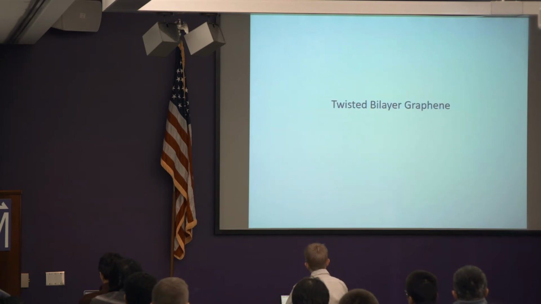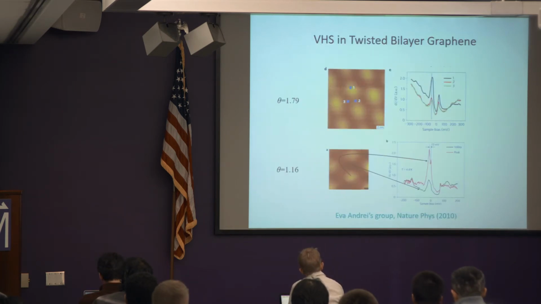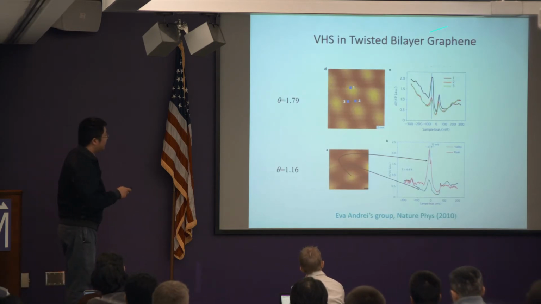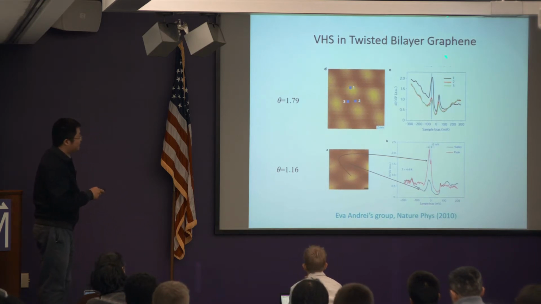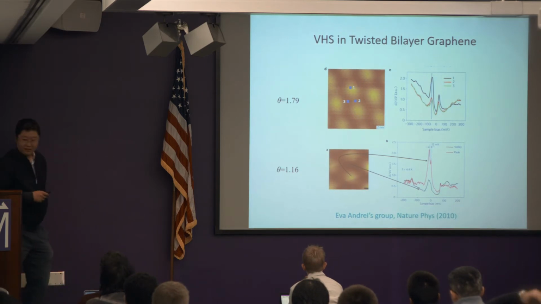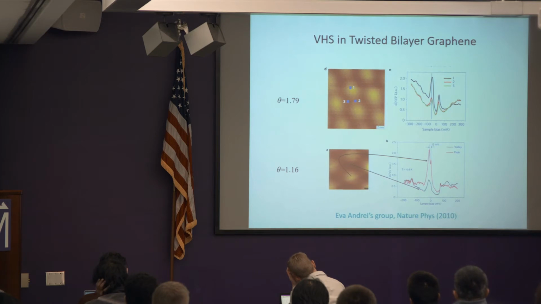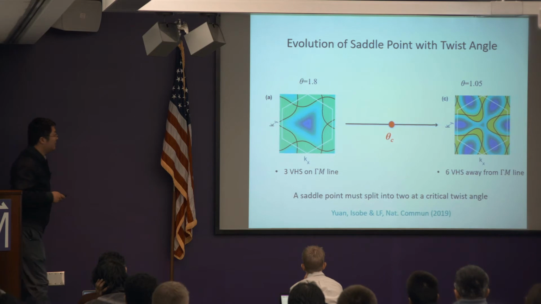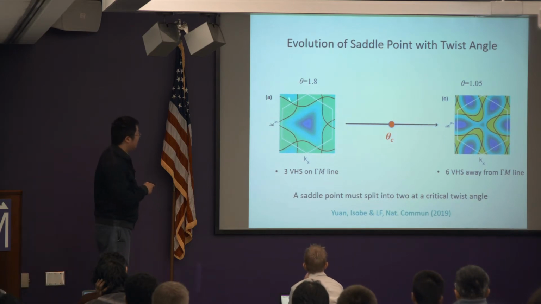Okay, so let me now move on to twisted bilayer graphene very briefly. Our motivation is that from very early days, STM experiments have shown that there are Van Hove singularities in the moiré bands of twisted bilayer graphene. So how would this Van Hove singularity change when the twist angle is near the magic one? At relatively large twist angles, the Van Hove singularities are along the Γ-M direction, and there are 3 Van Hove singularities in the moiré band from one valley.